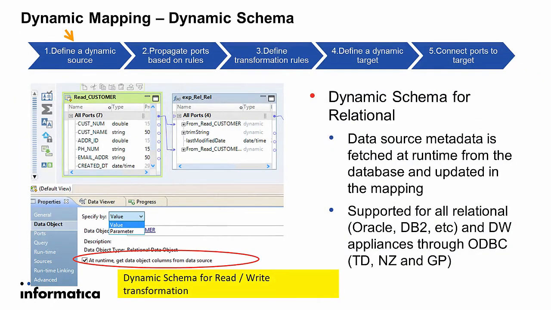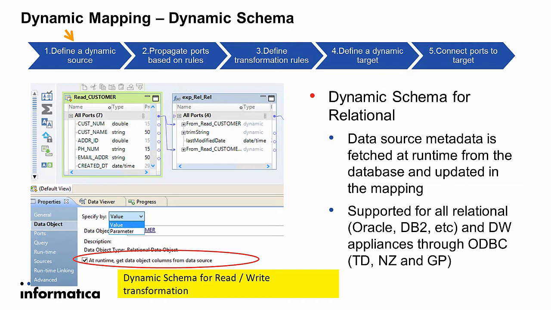Okay, so let's run through a few things here. I've identified like 5 different steps to get to use dynamic templates, right? So let's start off with defining a dynamic source. So the way you do this is that in the developer tool, you click on my mapping object, and I can select dynamic schema for relation, right? And if I check at runtime, get the metadata, what that's going to do is it's going to fetch the metadata at runtime from the database and updates that within the mapping. That's how you would be able to propagate any changes, right?